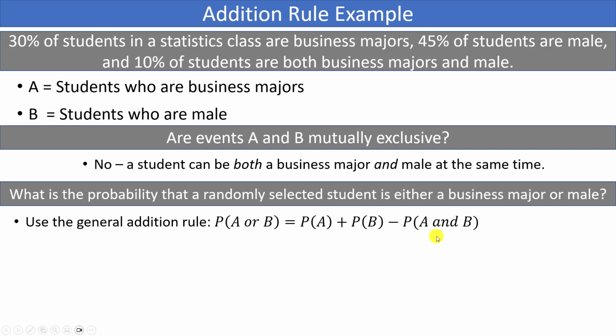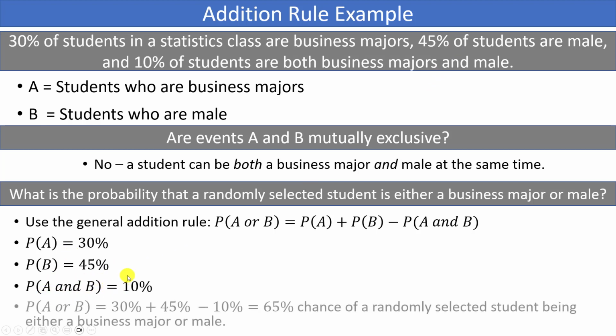Let's write down the probability statements. 30% are business majors, which is the probability of A, 45% are male, which is the probability of B, and 10% are both, which is the probability of A and B. Therefore, we can find the probability by adding A and B together and subtracting the probability of A and B. So we get 30% plus 45% minus 10%, which is equal to 65%. There is a 65% chance of a randomly selected student being either a business major or male.